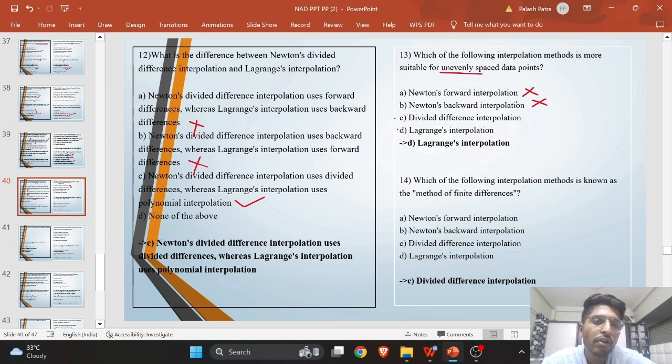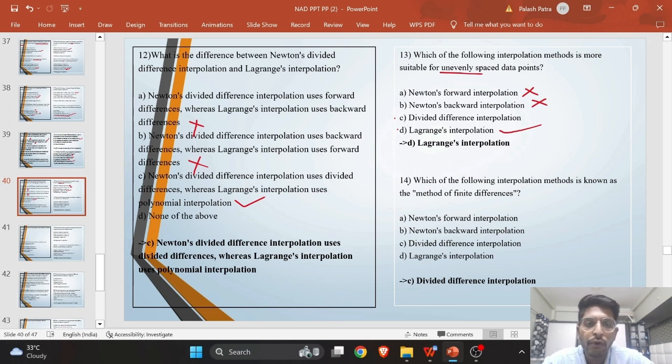So these options are wrong. So from the following, divided difference and Lagrange's interpolation, the Lagrange's is the correct option, as it is more appropriate and suitable for unevenly spaced data points. So the option D is correct over here.